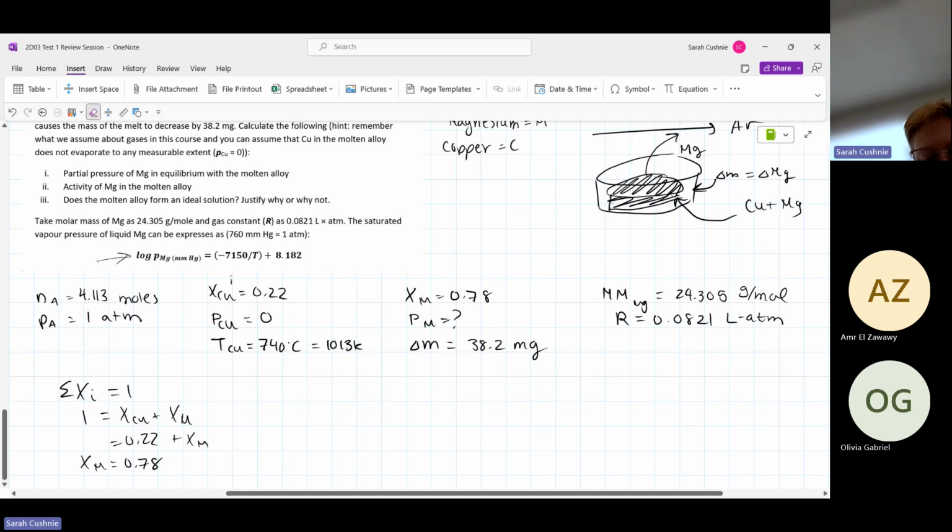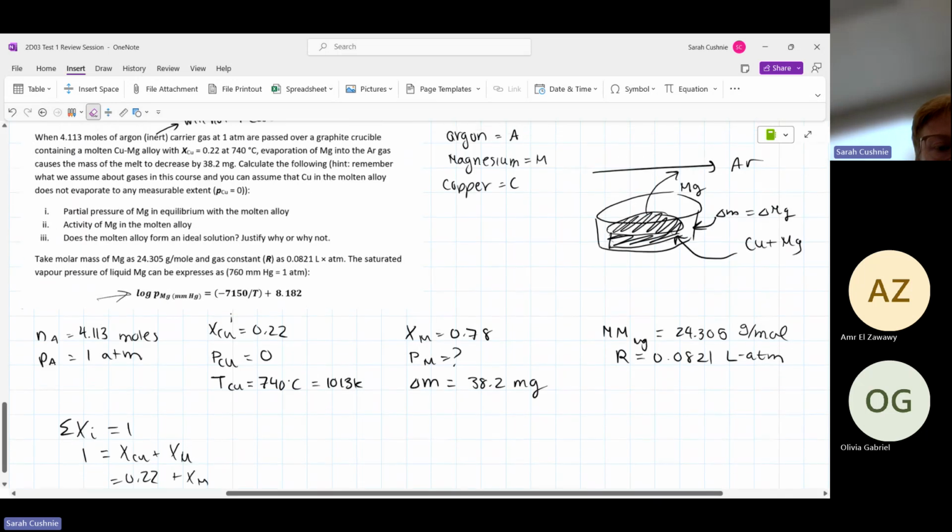Go for it. Is the XCu the crucible mole fraction or is it the copper mole fraction? It's the mole fraction of copper in the crucible, because the crucible is just the thing that's holding it, right? Okay, yeah. All good, all good.